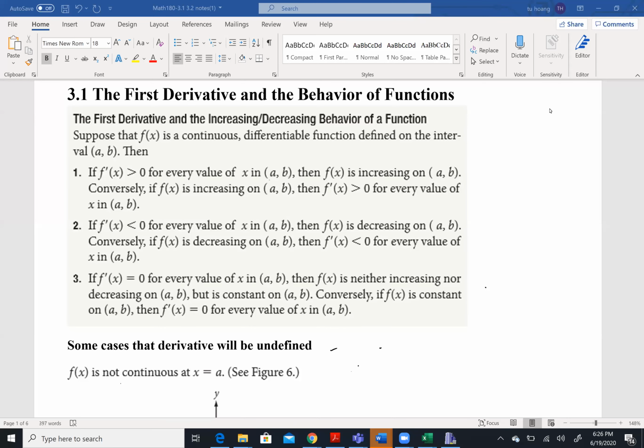Hi everyone. Today I'm going to talk about section 3.1, Math 180, Business Calculus. This section is about the first derivative and the behavior of the function.